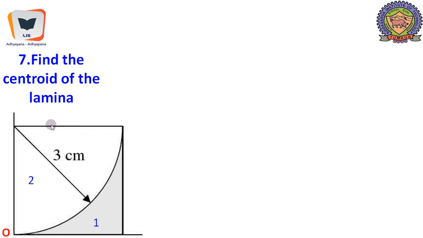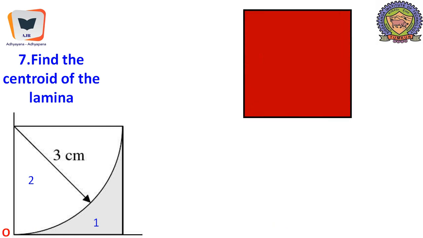Therefore we have divided the entire figure into two parts. One is a square 3 centimeter by 3 centimeter, the other one is a quadrant of a circle of radius 3 centimeters. This is the reference y-axis, this is the reference x-axis, and we need both the axes because we need to find both x bar as well as y bar. So the figure can be constructed something like this.